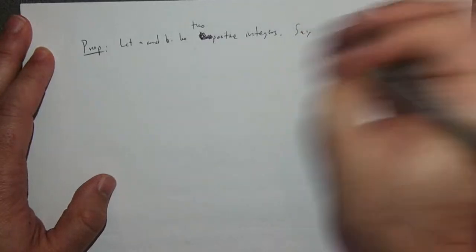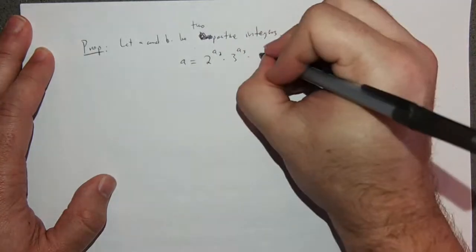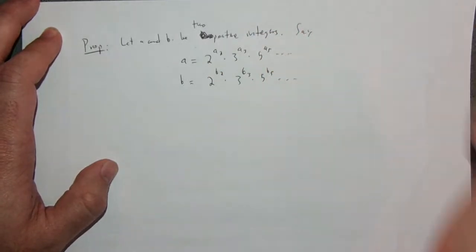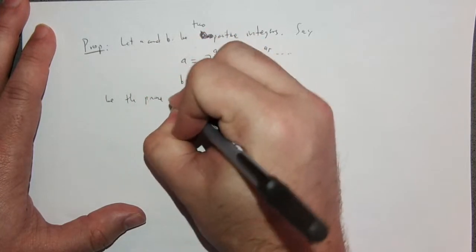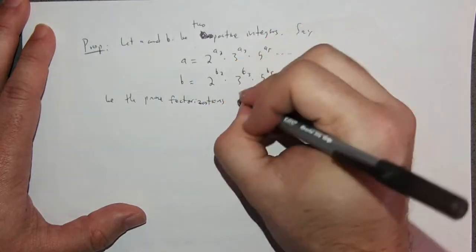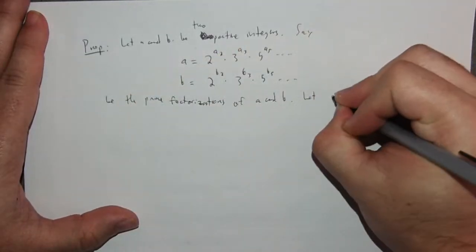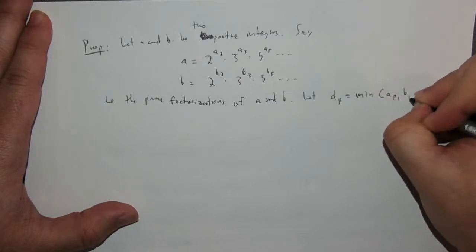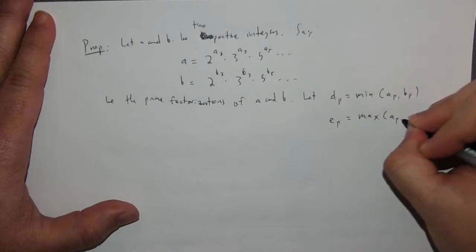Let's say A is 2 to the A sub 2 times 3 to the A sub 3 times 5 to the A sub 5, and so on, the usual. B, same thing. I'm not even going to annoy you by saying it out. So we have two factorizations there, and let these be the prime factorizations of A and B. That way I don't have to say anything else about what those exponents are doing. Okay, so you already know. Let D sub P be defined to be the minimum of A sub P and B sub P, and E sub P defined to be the maximum of A sub P and B sub P.